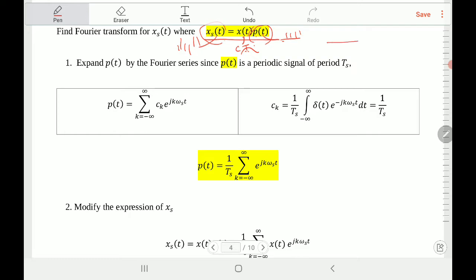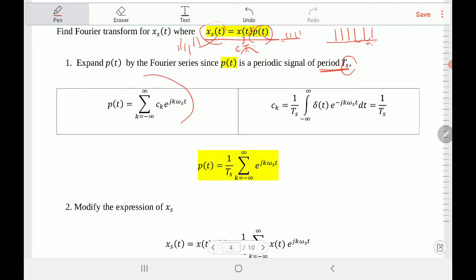p(t), as you know, is a train of pulses, and the pulses are far from each other by Ts. So it's repeated every Ts. So it's a periodic signal, and the period is equal to Ts. So we can use a Fourier series to express this train of pulses as a series of Fourier series terms. All right. So we are going to use the exponential form. You might want to use the trigonometric one. That's okay. You get the same result.